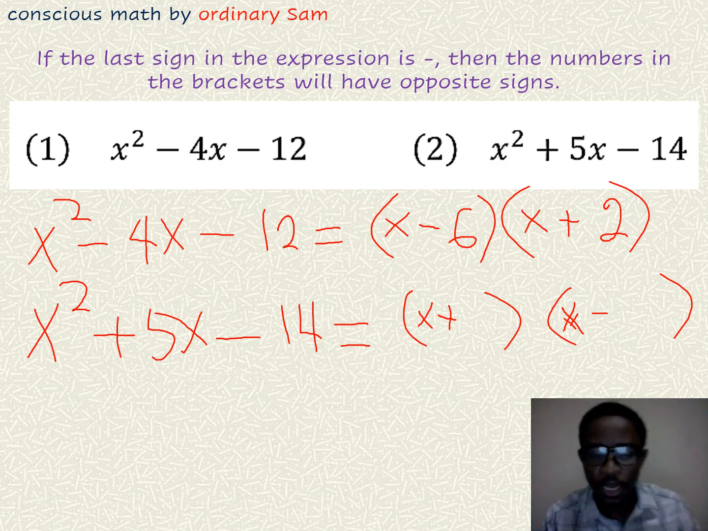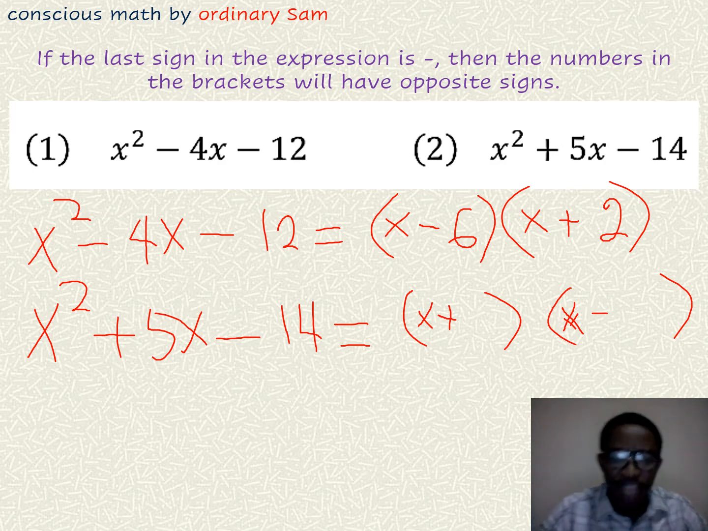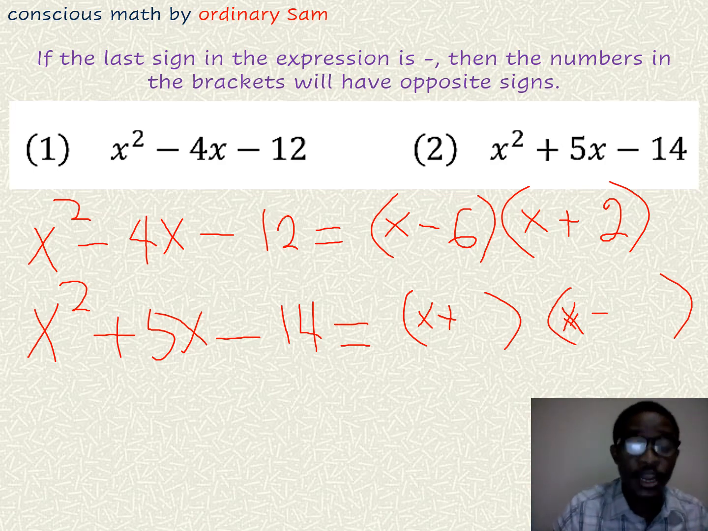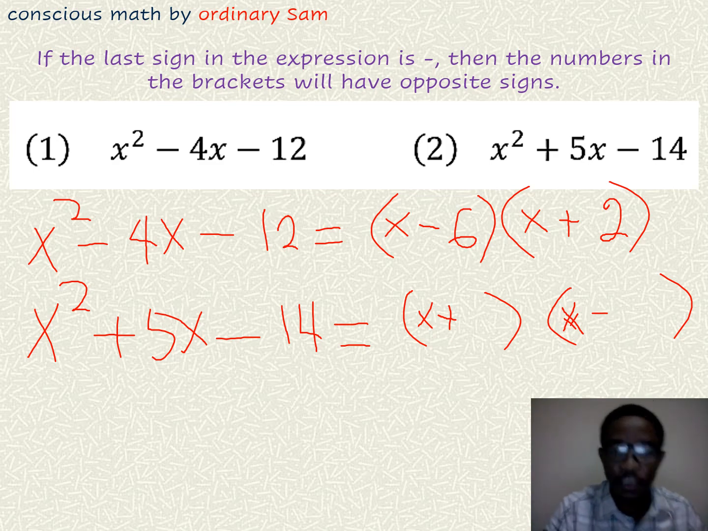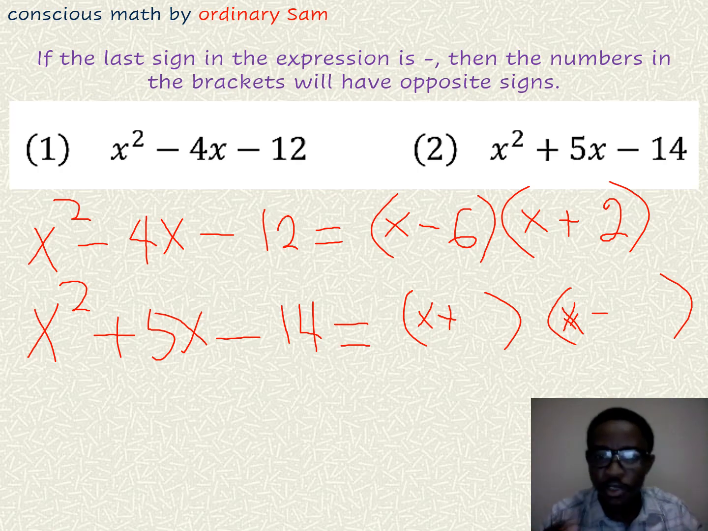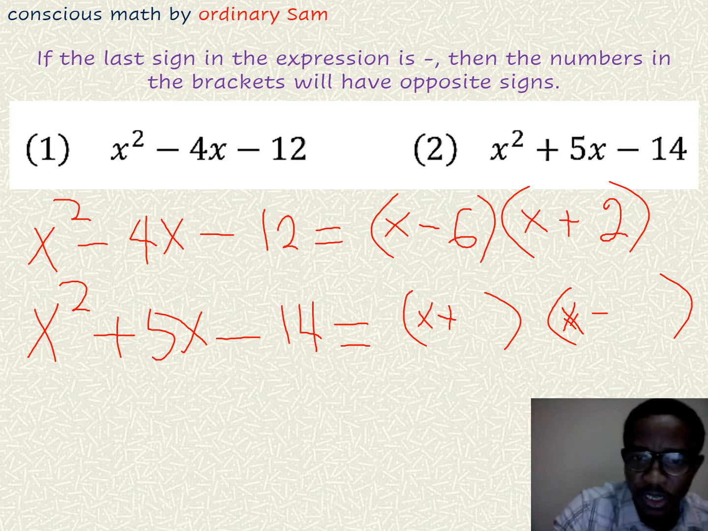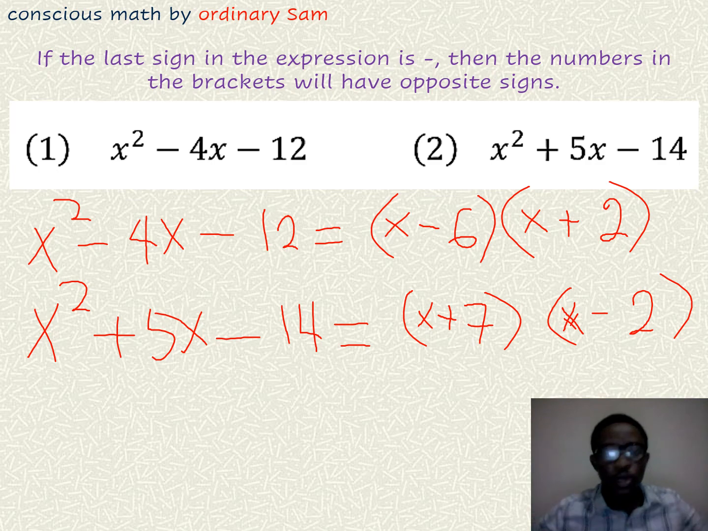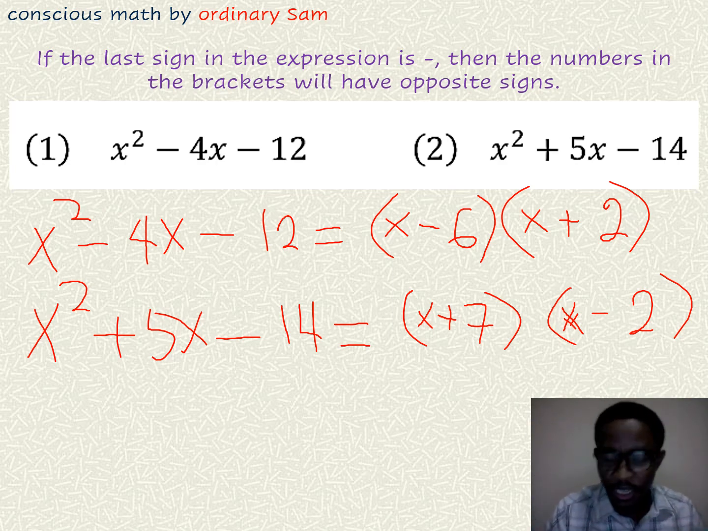What are the two numbers that when I multiply, I have 14, and when I subtract them, I have a 5? The numbers are 7 and 2. The bigger of the two factors stays with the first bracket because it has the sign of the middle term. So 7 and 2. Beautifully done. Nothing to worry about. Maths is easy. Be conscious and then you will have it.